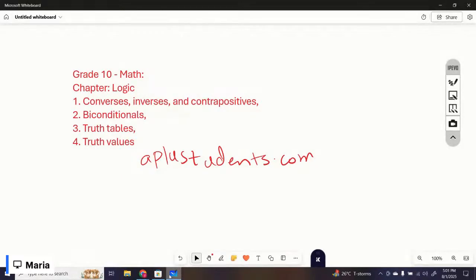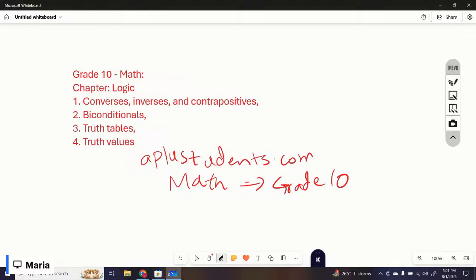There you can find a list of the chapters we're going to cover. Just select the math from the subject tab and scroll down to grade 10 math. There you can find a list of the chapters. We're going to start with the chapter logic.